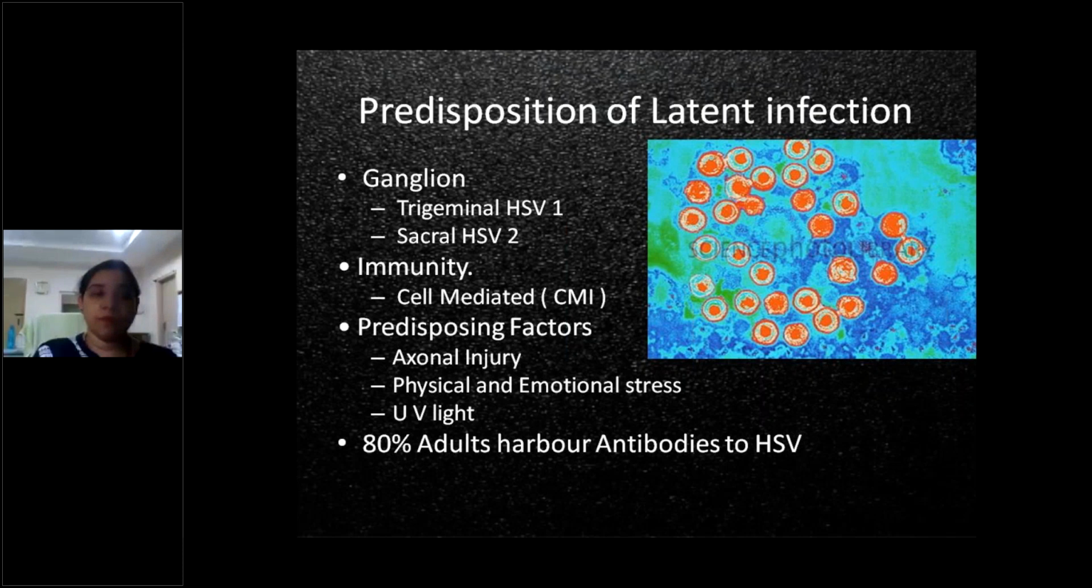Predisposition of latent infection. Two types of herpes simplex virus are there, 1 and 2. Therefore, the site where they remain latent will also differ. In the case of herpes simplex 1, the trigeminal ganglia is the place where they reside, whereas in the case of herpes simplex 2, the sacral ganglia. Immunity is cell-mediated immunity. Predisposing factors: axonal injury, physical and emotional stress, and UV light. About 80% of adults harbor antibodies to herpes simplex viruses.